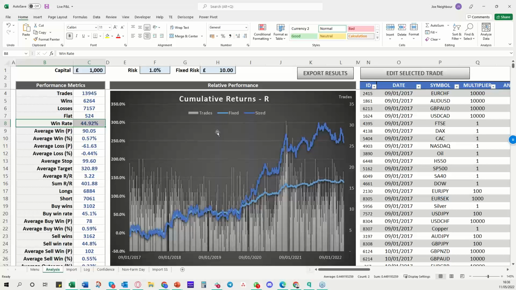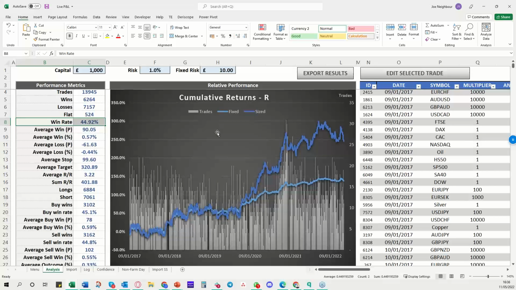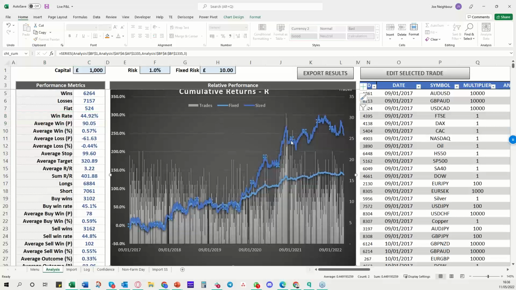So we've got lots of data here. As you can see, this is the chart. This is also highlighting the difference between a fixed approach to risk versus a compounded rate of risk as well. So this light blue line here is based on risking £10 per trade. So we've maintained the same rate of risk on every single trade for this particular version, which is £10 per trade. So even as the account has gone up in value, the trade idea has remained the same.